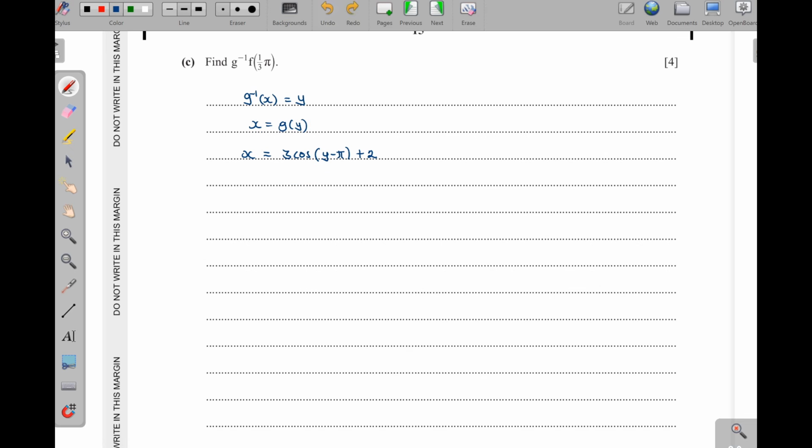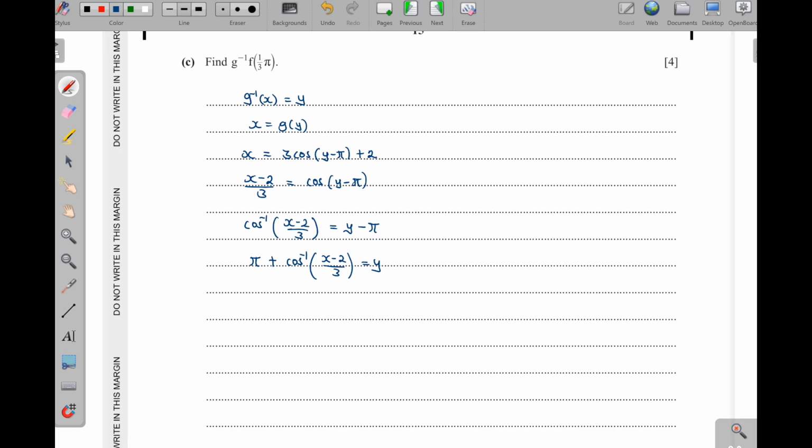Now we make y the subject. Bring this one here. We shall have x, then minus 2. Then we can divide by 3 to get cos of y minus what? Pi. Then here we shall take the arc cos of x minus 2 over 3, which will be equal to y minus pi. So taking this one here, that means y shall be equal to pi, then plus the arc cos of x minus 2 over 3.